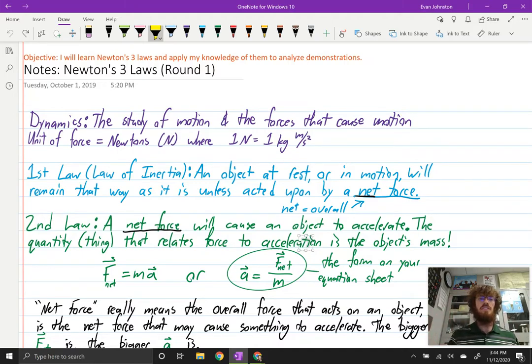Now, with that in mind, the unit of force is called the newton, which has the symbol capital N. Not a Newton as in a Fig Newton, not a Newton as in Sir Isaac Newton, but a Newton where 1 Newton is a kilogram times a meter per second squared. It's almost like a mass times an acceleration. So it's kind of like force equals mass times acceleration.